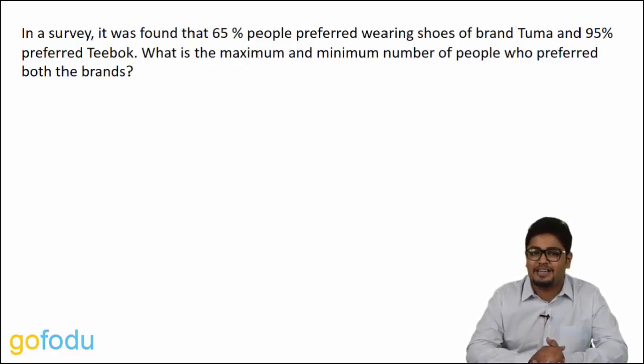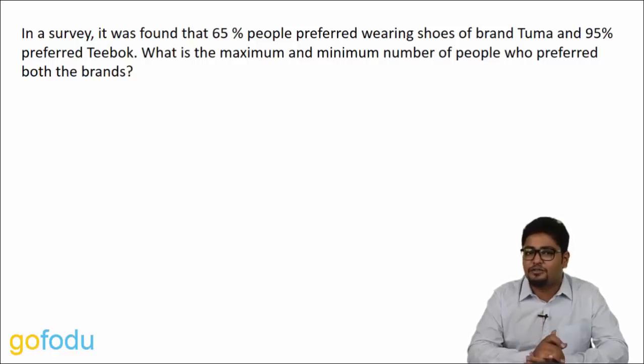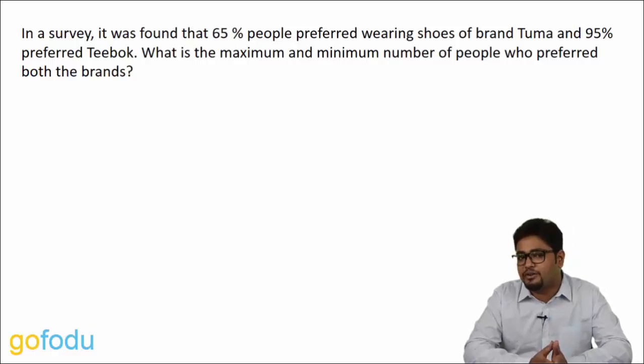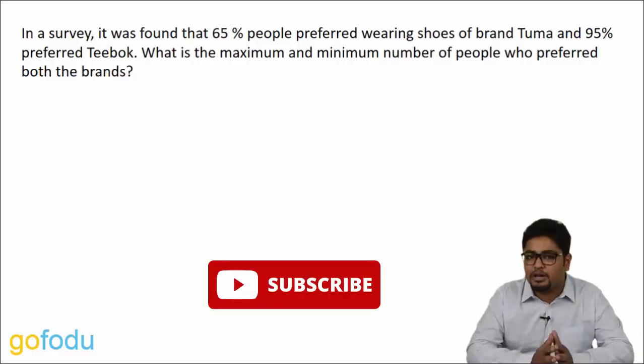Let's start with an example. Two different brands of shoes are surveyed. 65% preferred Puma and 95% preferred T-Bog. Then the maximum and minimum number of people who preferred both the brands is asked.